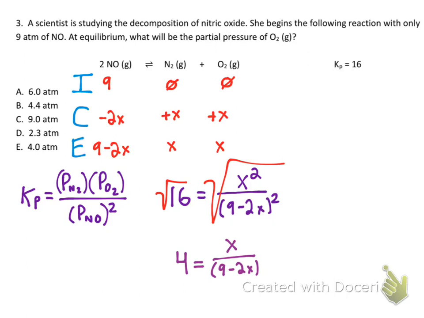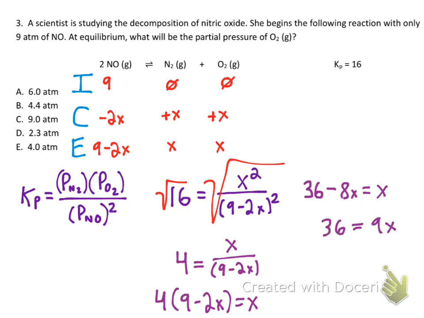Now then, let's multiply the 9 minus 2x through. Factor that 4 through. We get 36 minus 8x is equal to x. Add 8x to both sides. Now all we have to do is divide both sides by 9, and we'll end up getting that x is equal to 4. Cool. So we are so close to the answer.